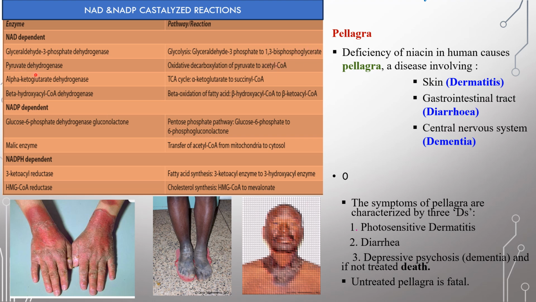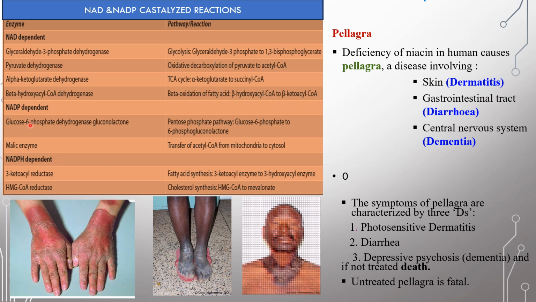Then the next enzyme is pyruvate dehydrogenase, which catalyzes the oxidative decarboxylation of pyruvate to acetyl coenzyme A. Then alpha ketoglutarate dehydrogenase enzyme. This is the enzyme of the TCA cycle, and it leads to conversion of alpha ketoglutarate to succinyl coenzyme A. Then beta hydroxyacyl coenzyme A dehydrogenase. It is the enzyme of beta oxidation of fatty acids, and here there is a conversion of beta hydroxyacyl coenzyme A to beta ketoacyl coenzyme A.